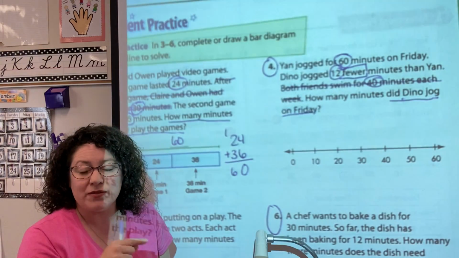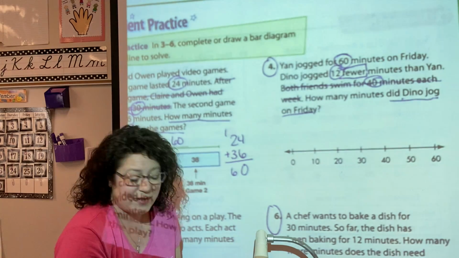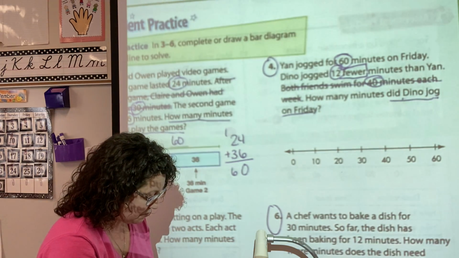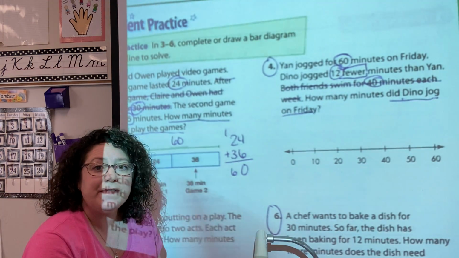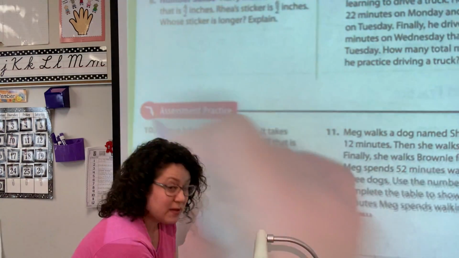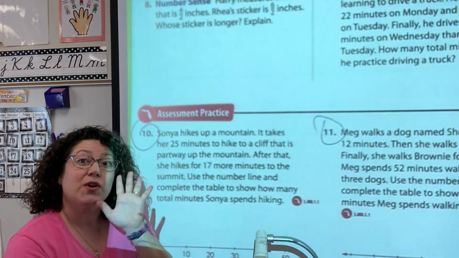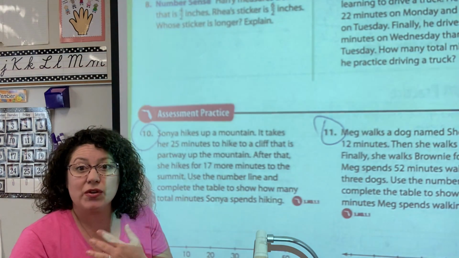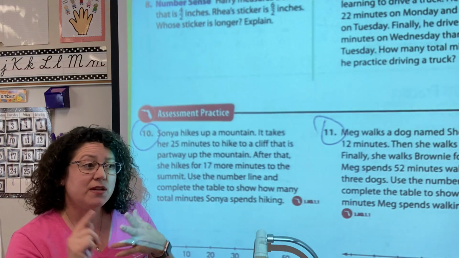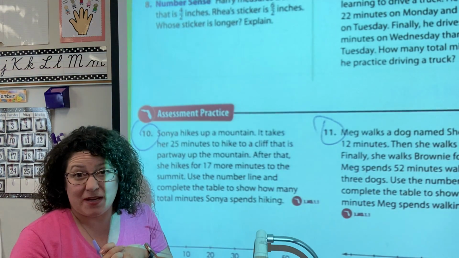I'm not going to do it with you because you need to practice independently. There is a number line here, but if you don't want to use it, you don't have to if you just want to write the problem. All right? 4, 5, and 6. On the back, I want you to also do 10 and 11. Okay? That's 5 problems. Read them slowly and carefully. Circling our numbers, underlining our question, boxing our clues, and eliminating unnecessary information.